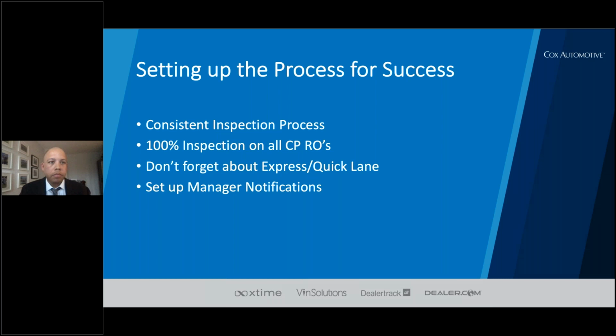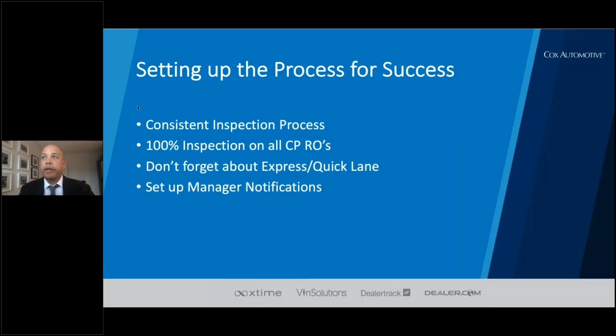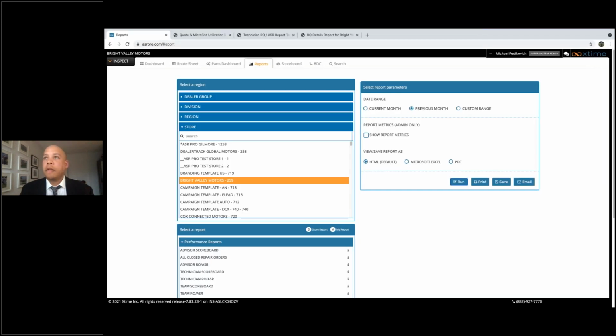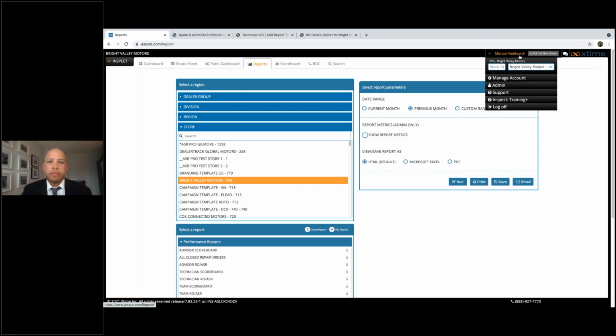I think it'd be really important, especially for the managers on the phone, to understand we've actually added some new notifications that are time-based and some different ones. So if you could just get back to the app real quick, Michael, do you see up there where it says Michael's name in the top right-hand corner? Click on that. For those of you that are logged in to inspect on a regular basis, that's how you're going to get to your notifications.